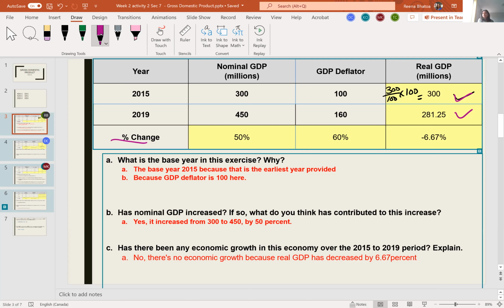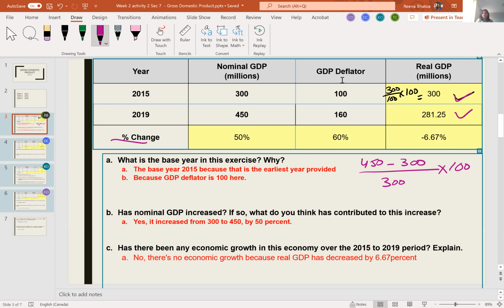Next was the percentage change, which is the growth rate formula. For nominal GDP, you take nominal GDP current year, subtract nominal GDP previous year, divided by nominal GDP previous year, times 100. It's 450 subtract 300, divided by 300 times 100. This is how you're going to solve this one. When you do this, you reach 50% growth in nominal GDP.